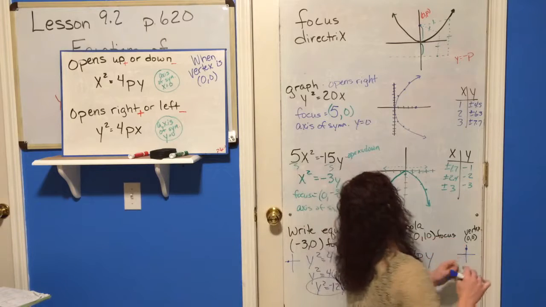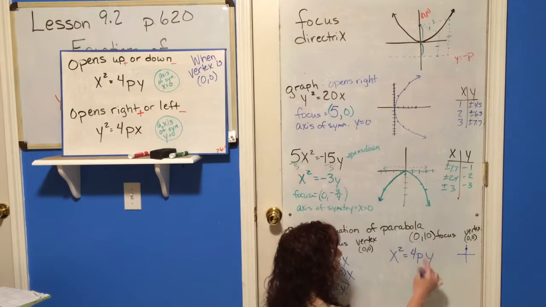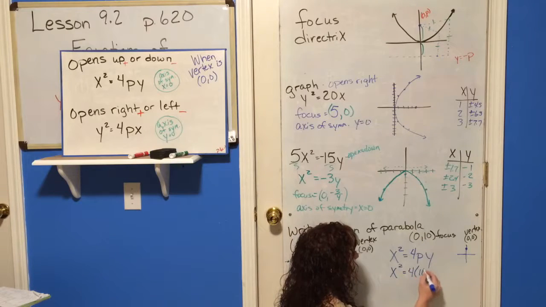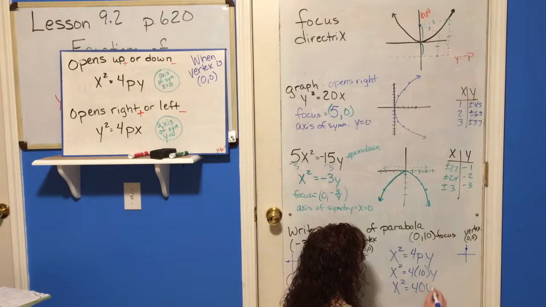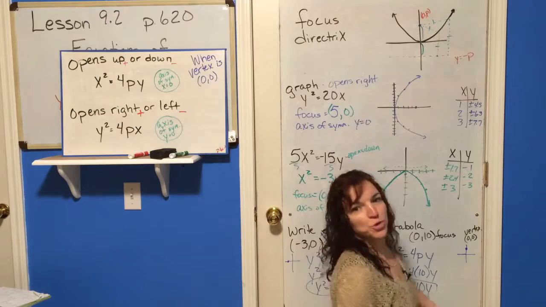Okay, so now the p is the distance that the focus is away from the vertex. So you just put that in. X squared equals 4 times 10 y. So x squared equals 40y. You're done. That's it. Ha! Those are going to be super, super, super simple.